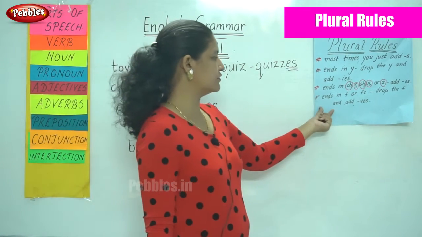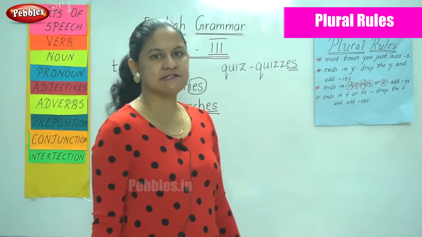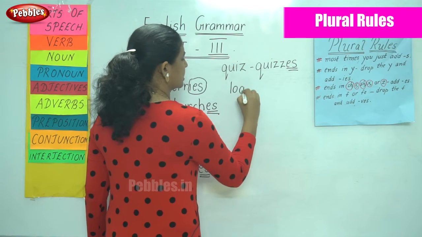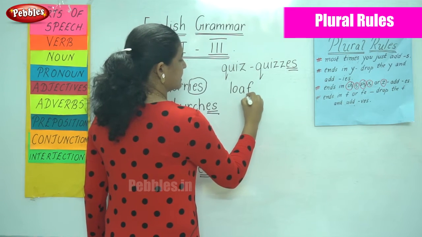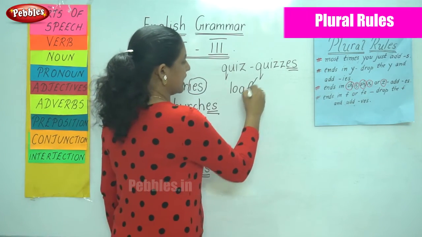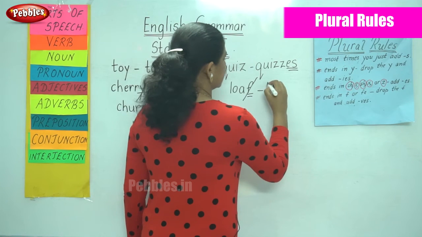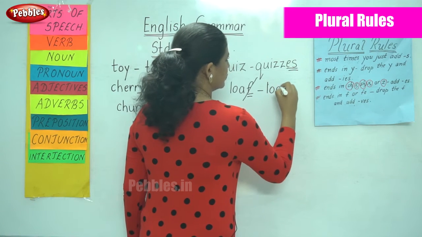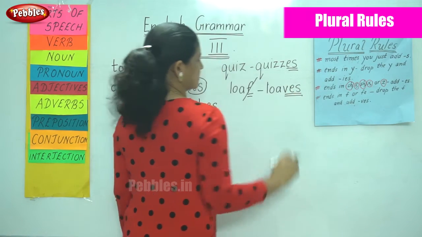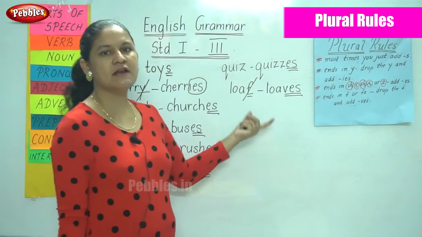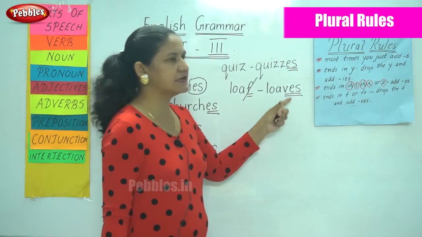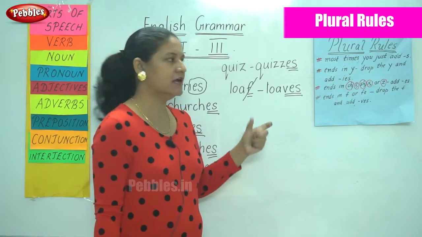Moving on to the fourth rule, when a word ends in f. Example, loaf. Mummy bought a loaf of bread. So it ends in f. Then I remove the f and I add ves. So I bought 2 loaves of bread. So mummy bought 1 loaf of bread. It ends in f. Then you remove the f and you write ves to make it a plural noun.